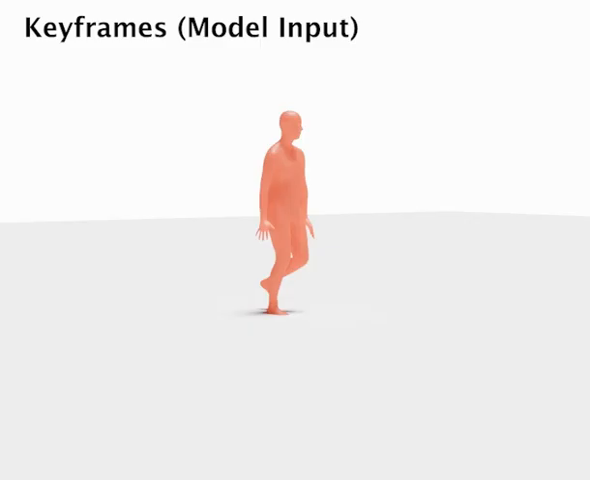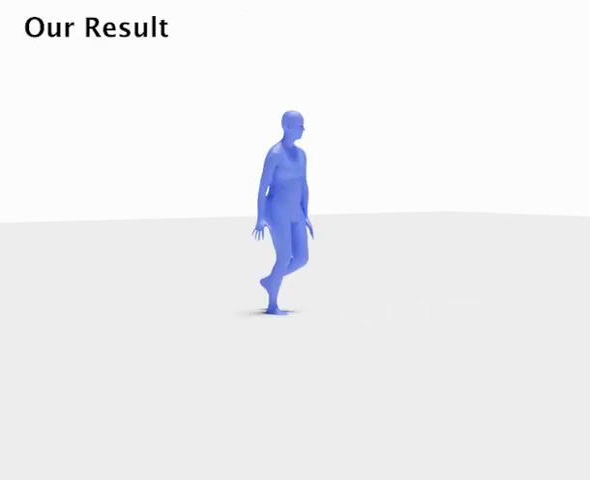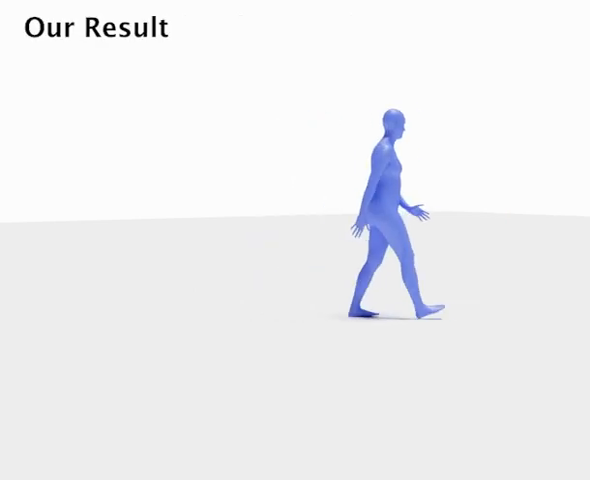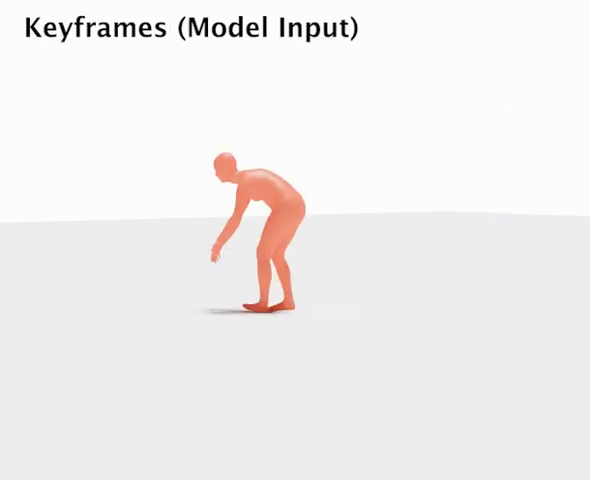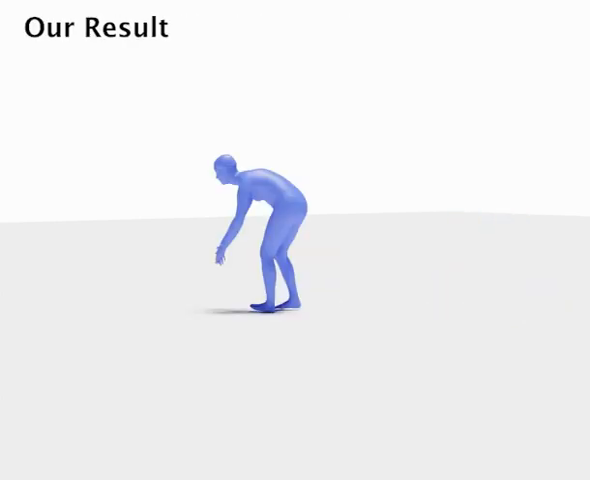We show our results on a few example motions randomly sampled from the test set. Here are the 3 keyframes and our generation. Here's another example, 3 keyframes and our generation.